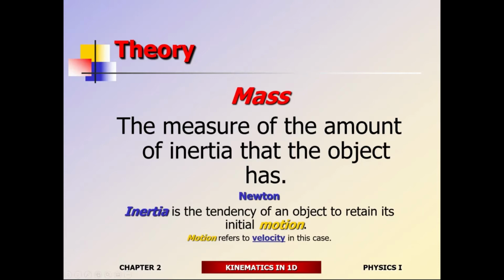Let's get back and try to make sense of it. Mass is a measure of inertia, which is the tendency of an object to retain its initial motion, which happens to be the tendency of an object to retain its initial speed and the direction of that speed. If you can measure that tendency, that measurement would be your mass. So the measure of that tendency becomes your mass.